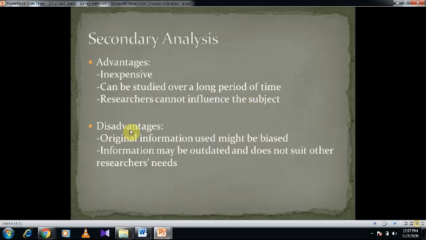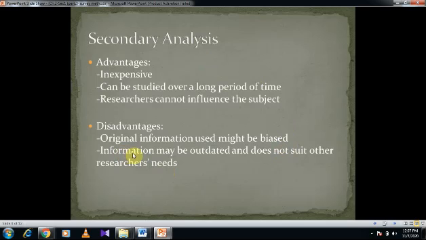The disadvantages, on the other hand, is that the original information that was used might be biased. The people who already collected the data that we are using might have put their personal opinion or made any mistake that made the source that we are using now as secondary analysis biased.